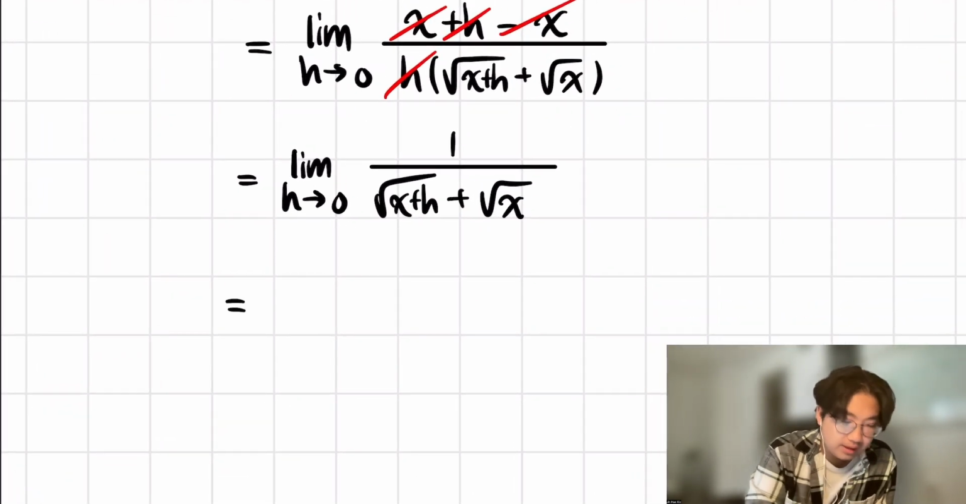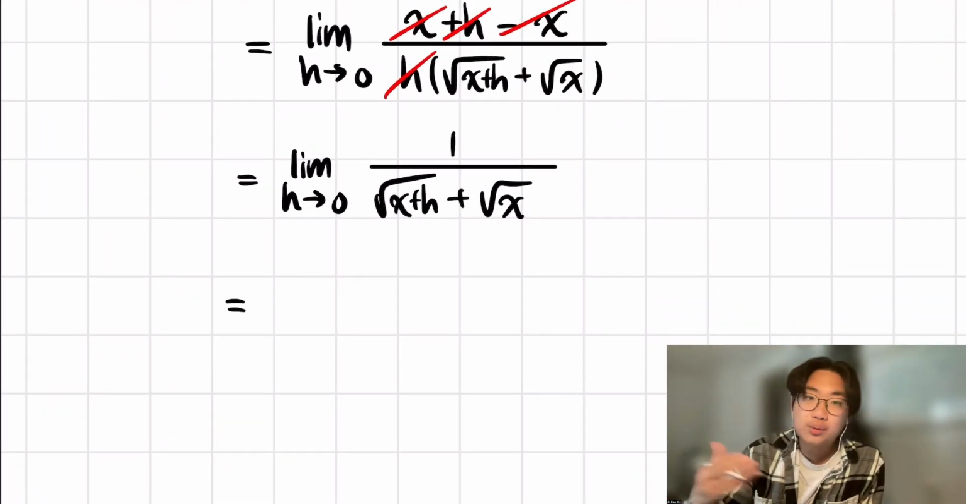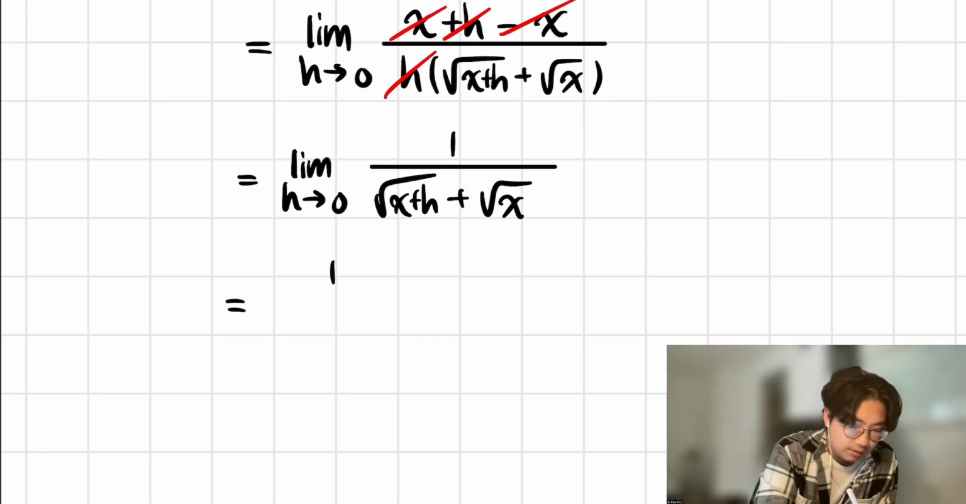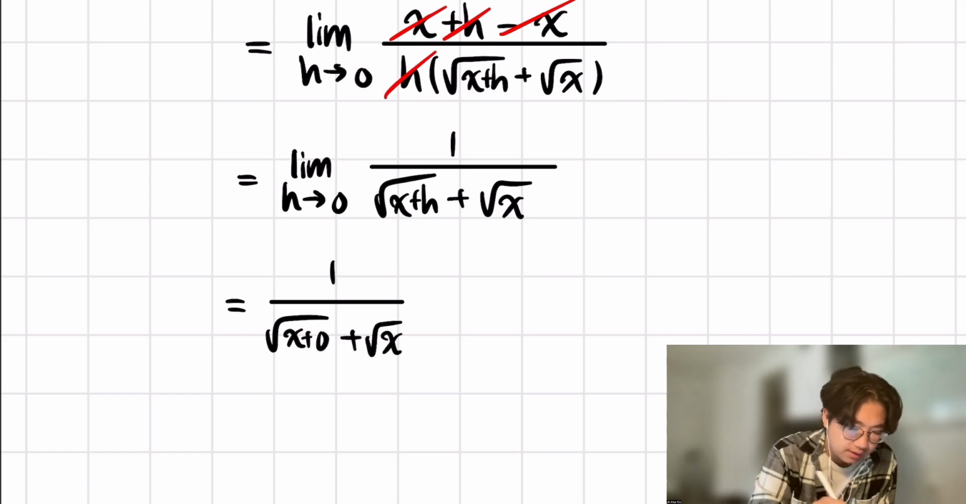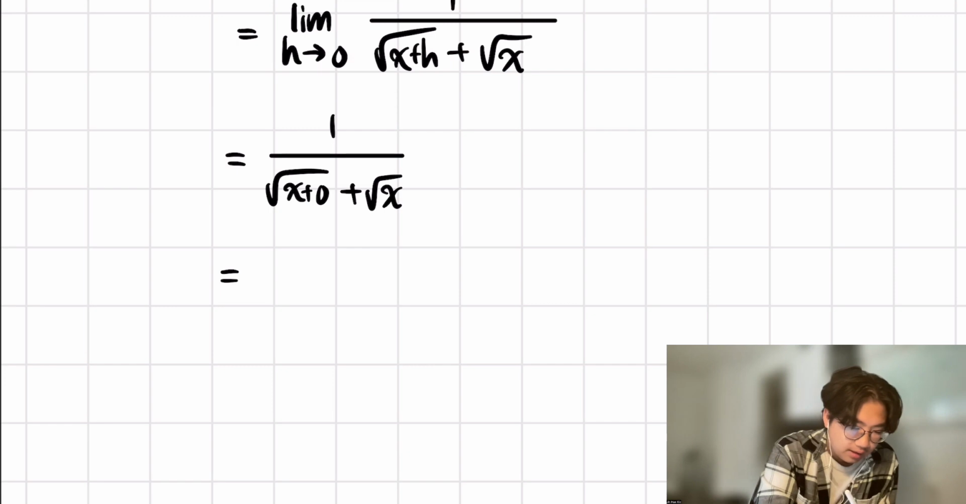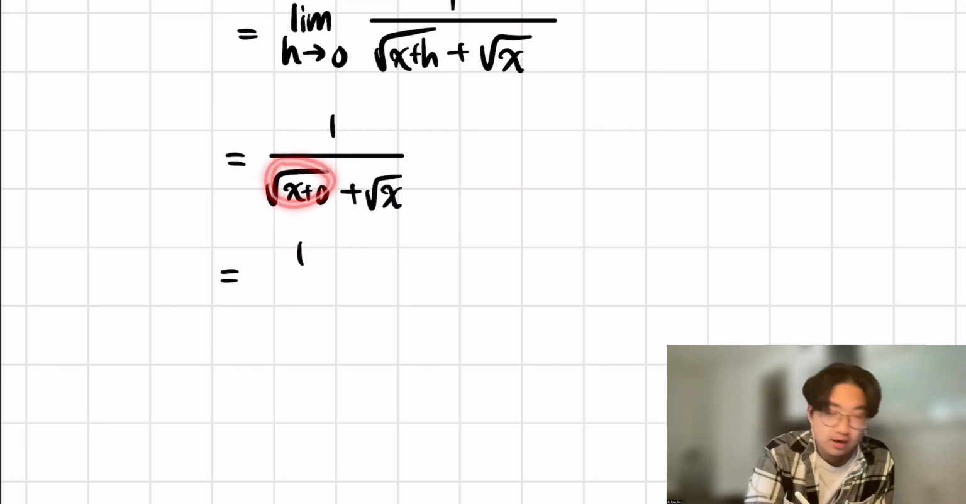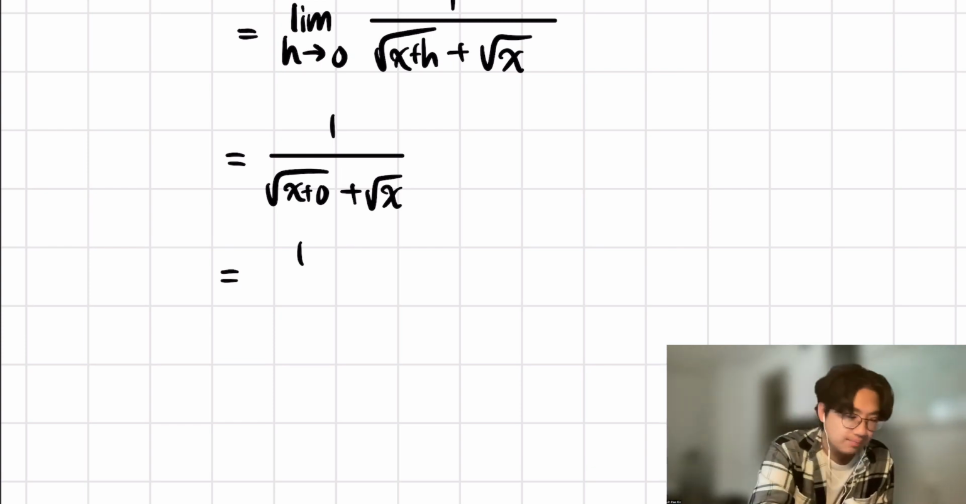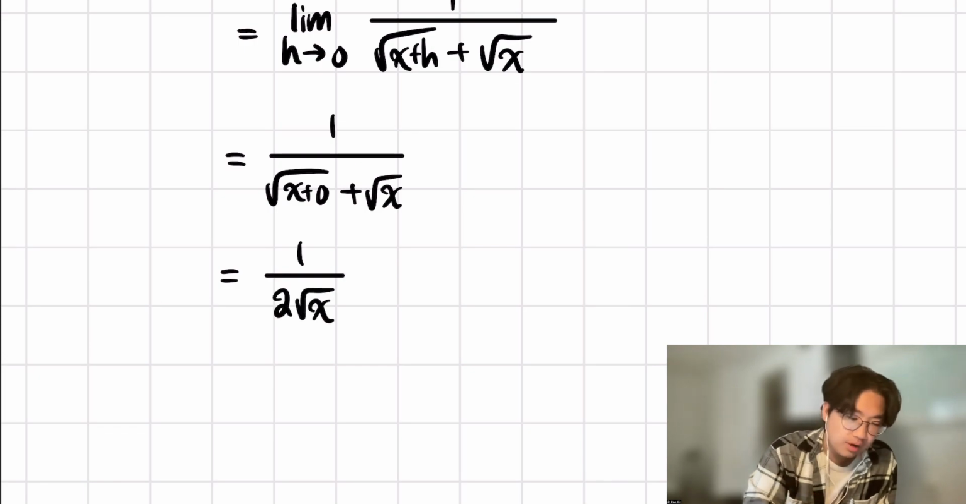And then from here, we can now drop the limit notation because we are doing a direct substitution to finish things off. So we then have 1 over root x plus 0 plus root x. And then from there, we just have root x plus root x, which is 2 root x. You have 1 of something plus another of that same thing. You have 2 of that thing. So this is divided by 2 root x, and we're done.